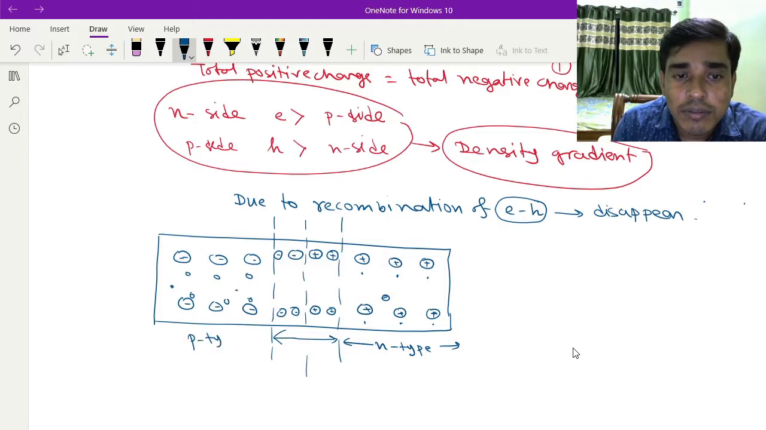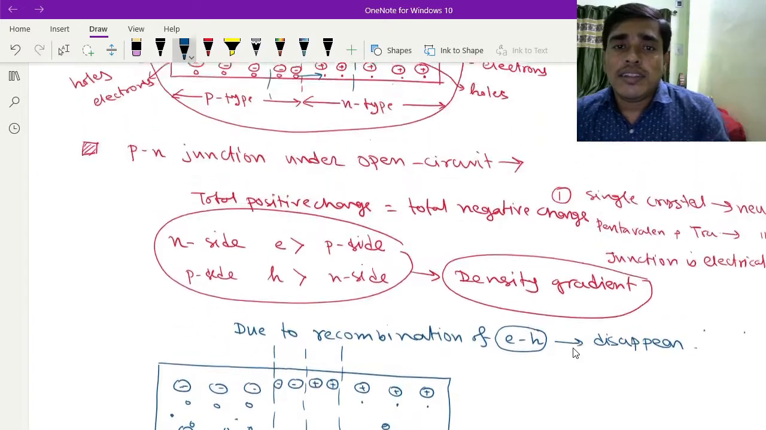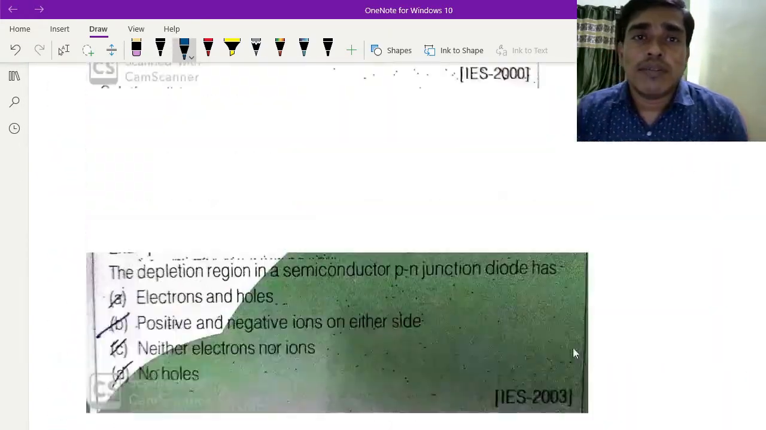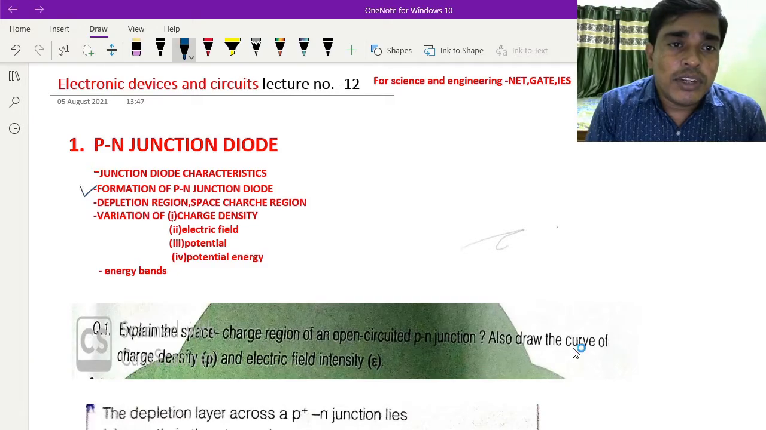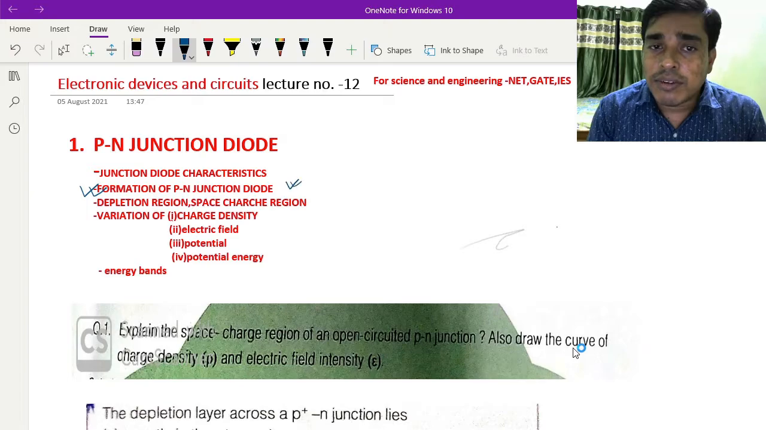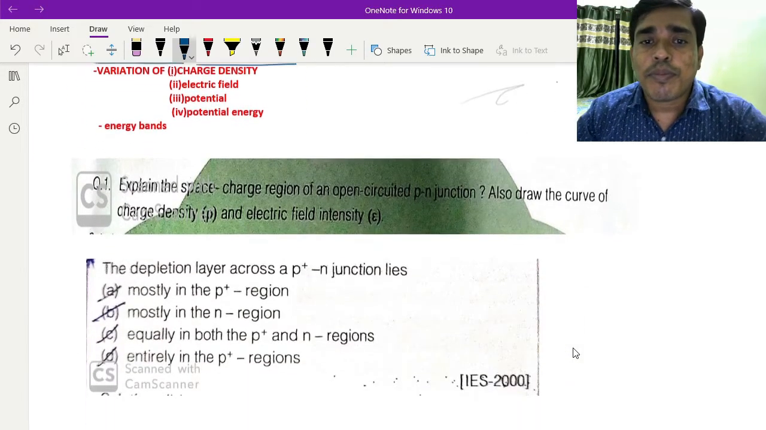Okay, this is the P type region, and here you see that I have completed the formation of the PN junction. How to form a PN junction, I have covered it. Now I have to say what is the depletion region or space charge region.